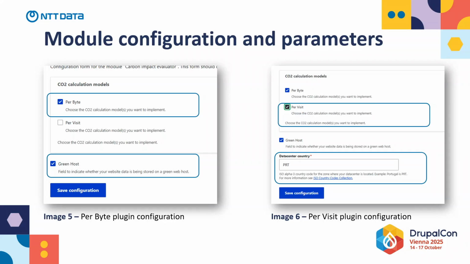And if you want the per visits plugin, you also need to add extra information, and this information is the location of your data center. This location is given by ISO country code, and if you're not sure what the correct one is, you can consult the link that is below in the description of the field, and then save the configuration.